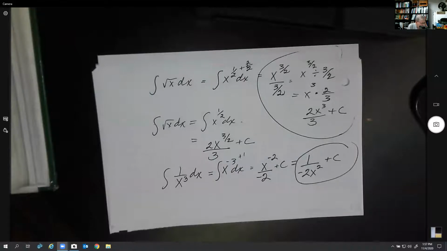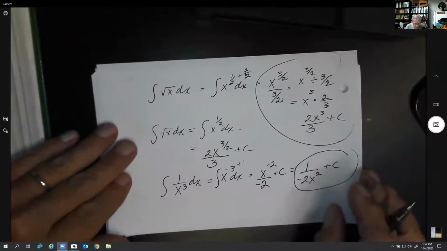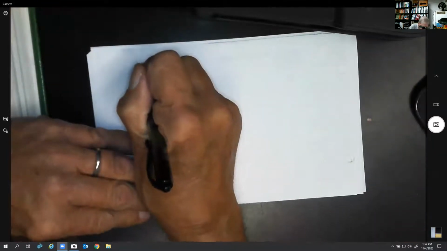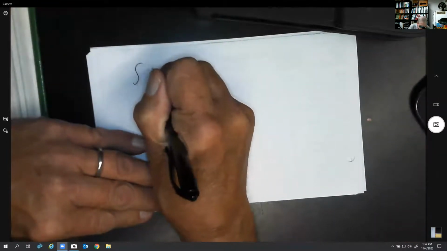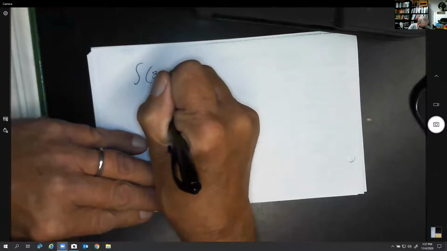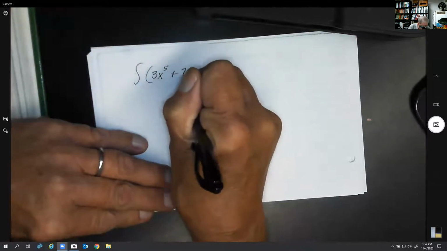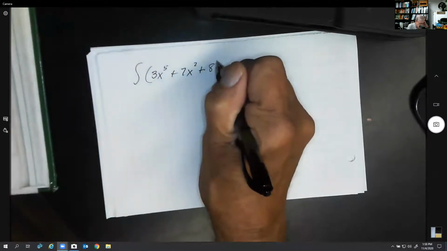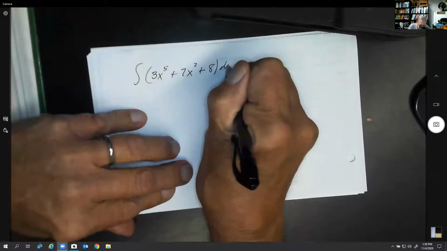Okay, so you get the idea of these integrals. That's pretty amazing. We're only doing singles. What if we wanted to do something that's multiple? Like we want to take the integral of 3x to the 5th plus 7x squared plus 8. This is example 5 in your book, dx.